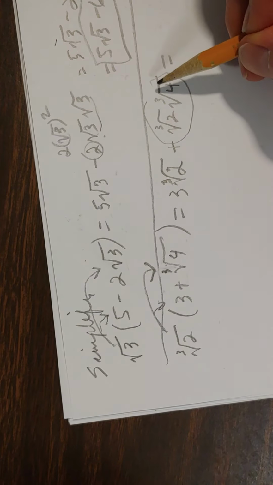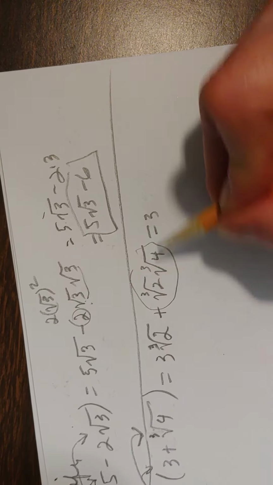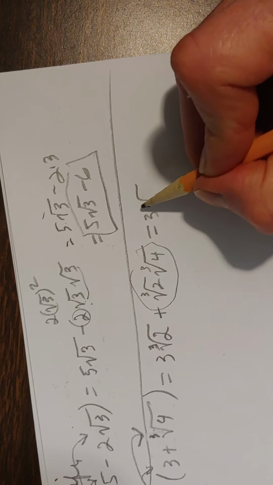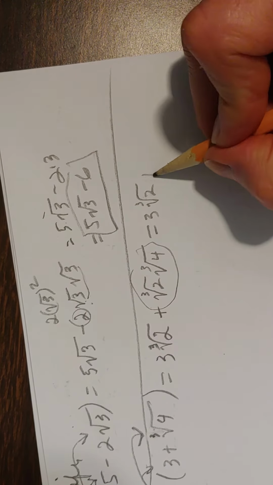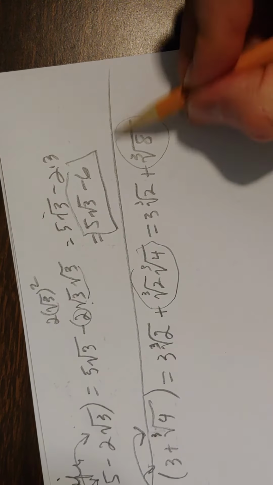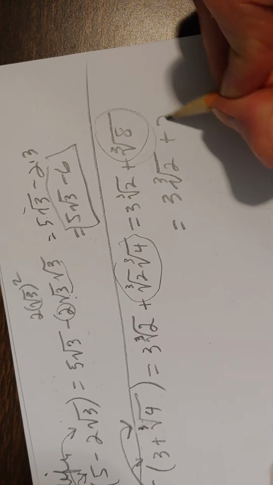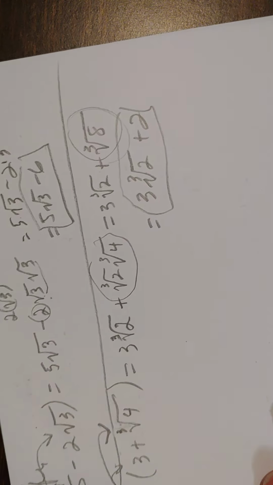I'm going to simplify this part. I can use the product rule. I leave the first term the way it is, 3 times the cube root of 2, plus the cube root of 2 times 4, which is 8. That's 2. So we end up with 3 times the cube root of 2 plus 2, and we're done. That's in simplest form.